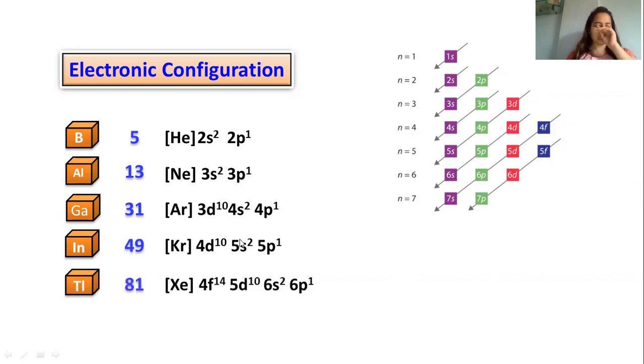And last, in case of thallium, even F block elements start arising. So we have 4f14, 5d10, 6s2, 6p1. Very important. The electronic configuration is not as easy as S block element. जैसे group 1, group 2 में आपको सिर्फ ns1, ns2 था. यहाँ भी ns2, np1 है.